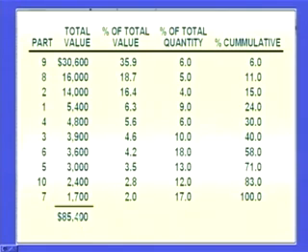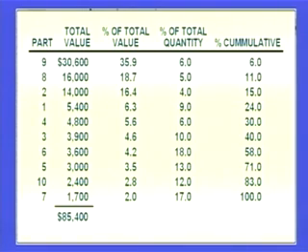$85,400. Now we will see how much percentage contribution is made by part number 9 to the total value. The total value is $85,400, so part number 9 is contributing some value. What is that value? That value is 35.9%. Similarly, part number 8 is contributing 18.7%, and part number 2 is contributing 16.4%. Similarly, we get how much is contributed towards the percentage of total value. That 35.9% is the contribution of part number 9 to the total value.